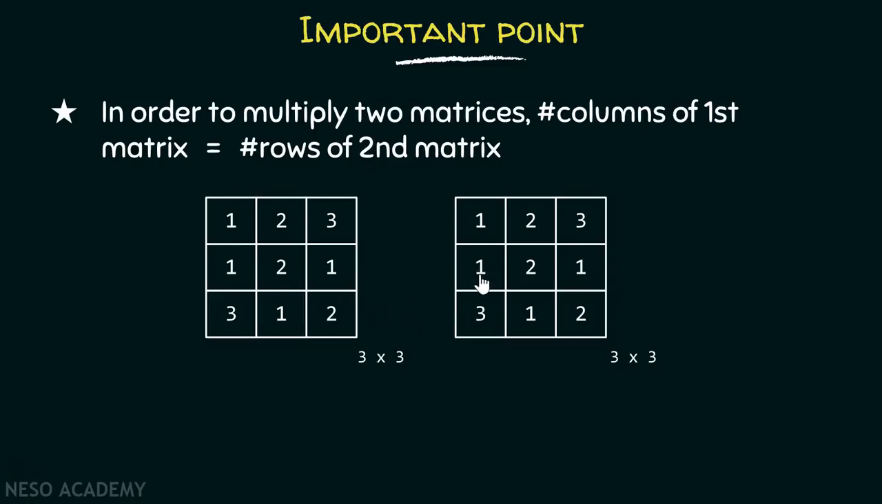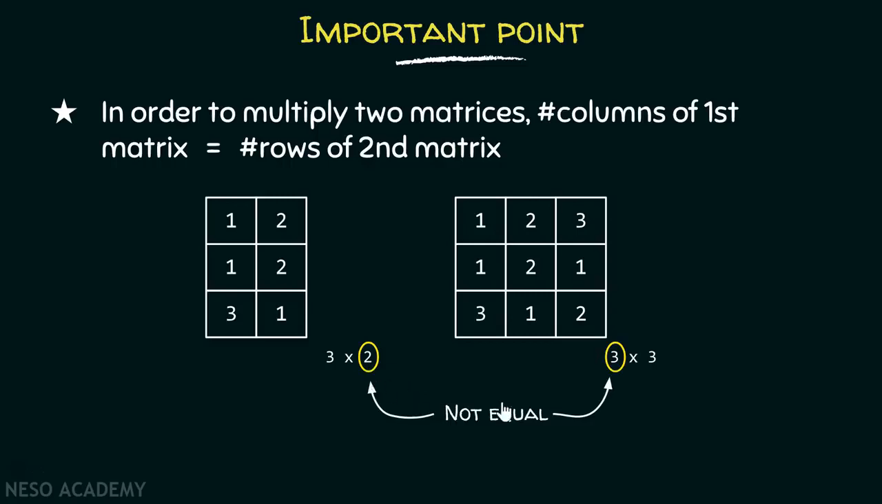There is another way to look into it. Here we can see the number of columns is equal to the number of rows, right? But why are we imposing this condition? Let's consider another example. In this matrix we have 3 rows and 2 columns, and in this matrix we have 3 rows and 3 columns. We can see here the number of columns is not equal to the number of rows. Therefore, according to this rule, we cannot multiply these two matrices. But why is it true?